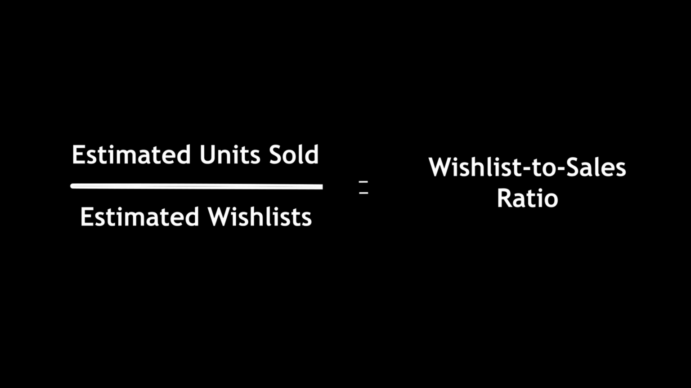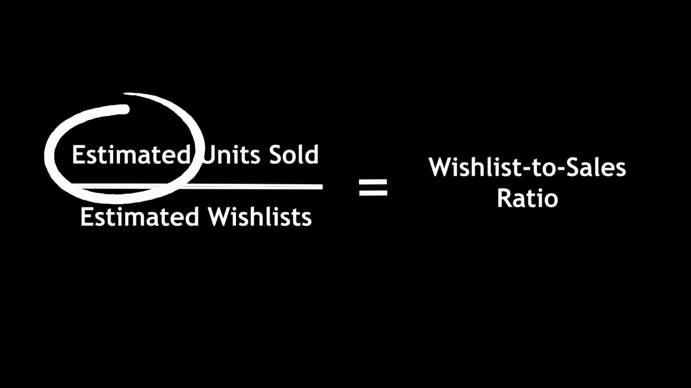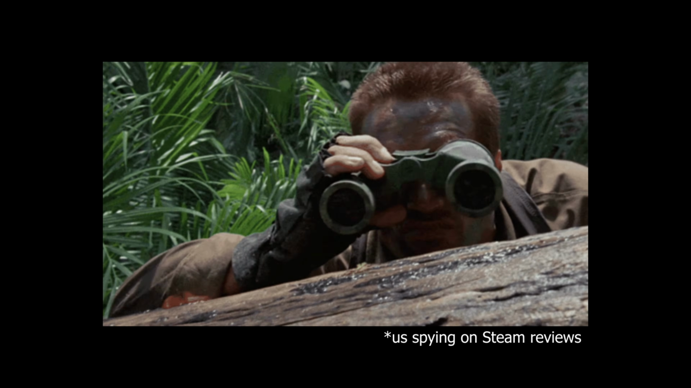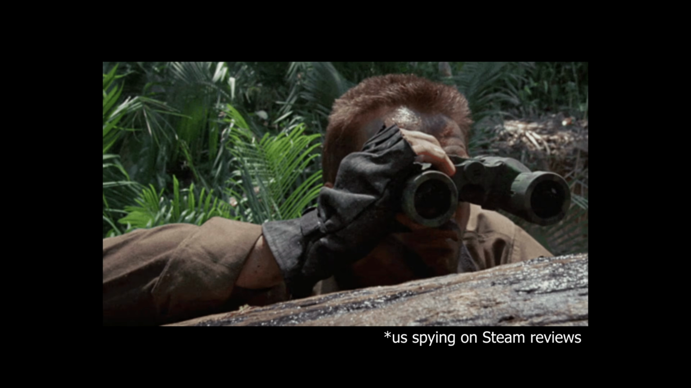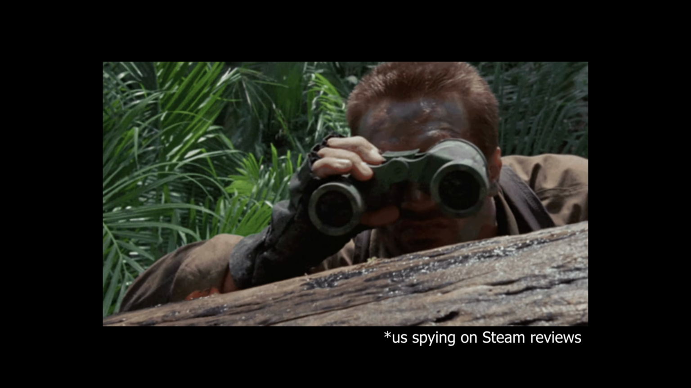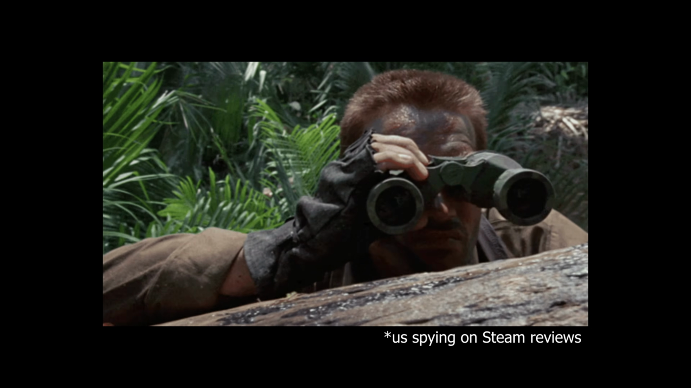So in this video, we're going to talk about the wishlist to sales ratio, which is simply the number of units sold divided by the number of wishlists. One quick caveat is the number of units sold and the number of wishlists is simply estimated. No one other than the developer and Steam knows the true number of units sold. This is something that we have to estimate using the number of reviews and the number of followers.